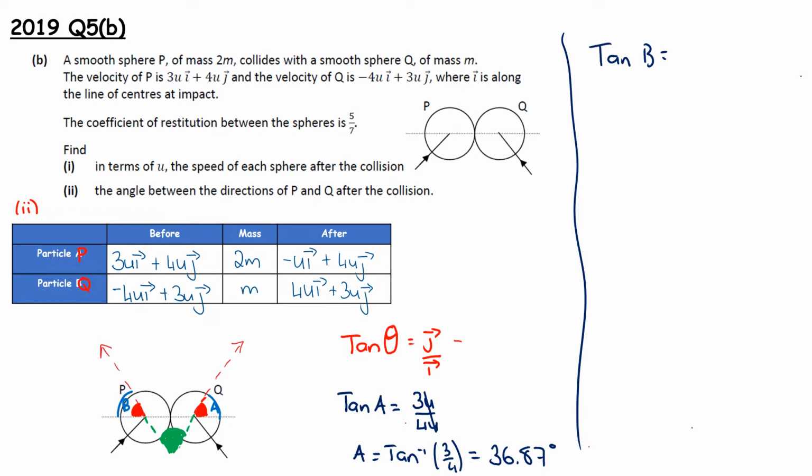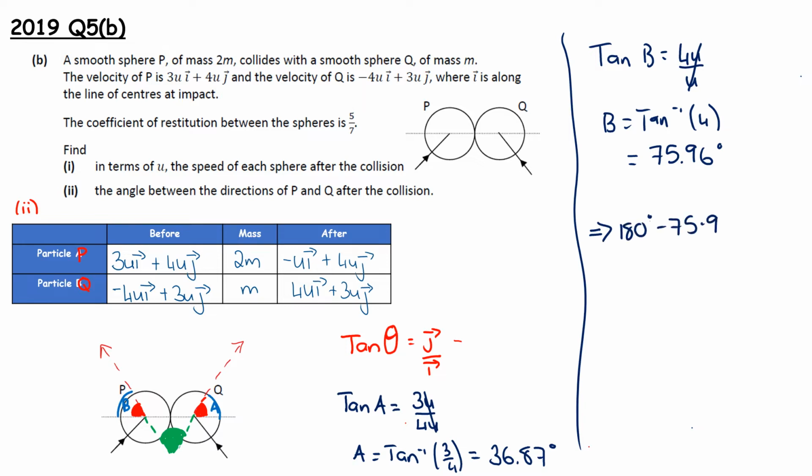Now remember, we're taking only the positive, so j over the i. These cancel, so we have just 4. So B is equal to the tan inverse of 4. And when we do that, we get 75.96 degrees. So then the angle between them is going to be 180 minus 75.96 minus 36.87, and that gives us 67.17 degrees, and that's our answer.